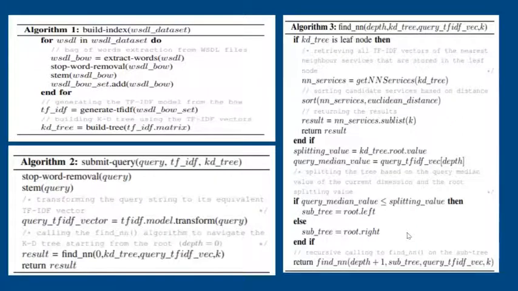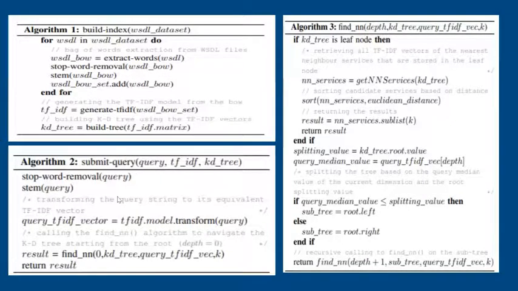So in order to go through the whole process again, the algorithms which were built for this are listed here. The build index algorithm is the one in which it takes all the WSDL files and then extracts the words. It will remove the stop words. It will do the stemming and create a bag of words. And then once we have that whole bag of words, it will generate the TF-IDF model. And then that model will be sent to the build tree. So that will generate the KD tree.